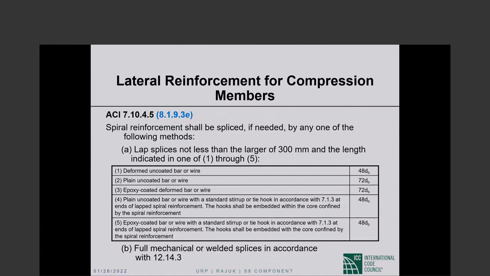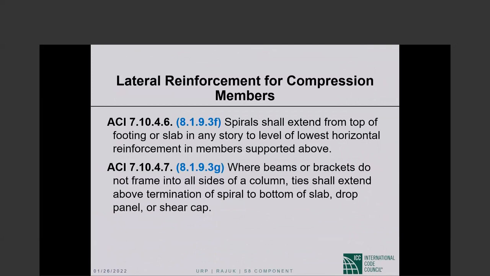You have to read. So if you have deformed uncoated bar or wire making up the spiral, the lap splice shall not be less than the larger of 300 millimeters and 48 bar diameters. That's what we are saying. So you can lap splice the spiral bar, or you can have full mechanical or welded splice in accordance with section such and such.